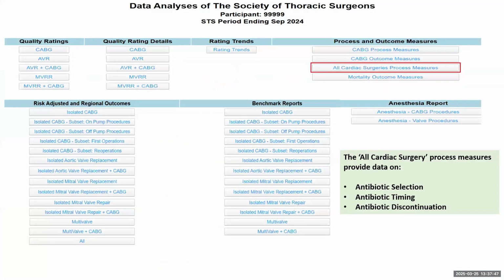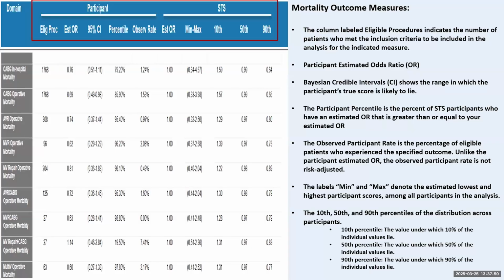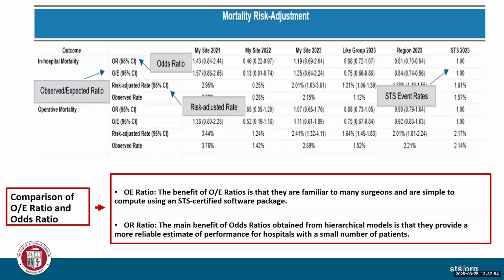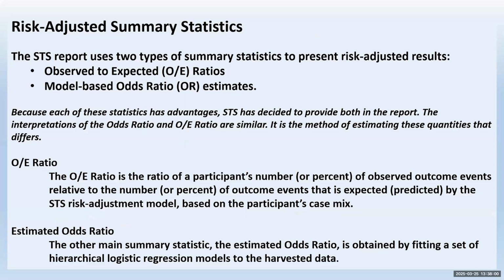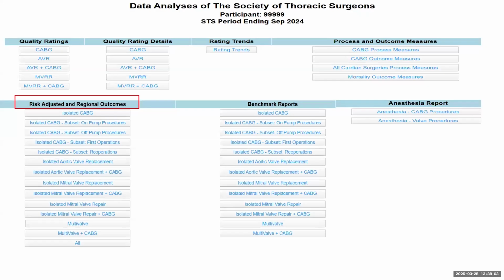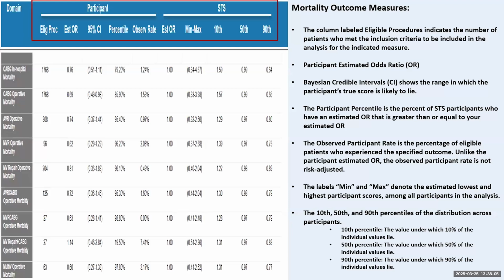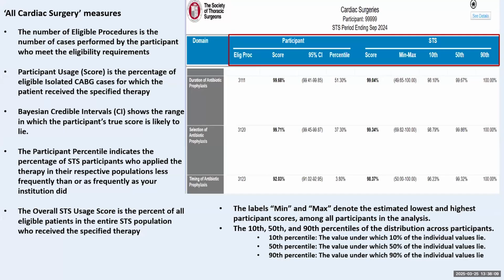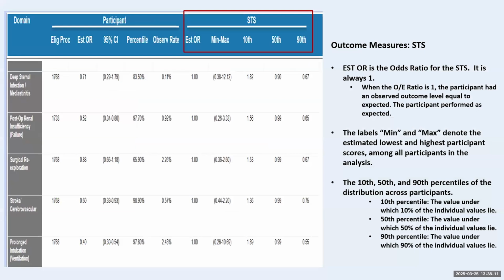Maybe. No. This one? No, the one where you have your CABG, all your domains and your star rating, and then the next slide shows you all your quality rating details. Carol, do you know which one she's talking about?